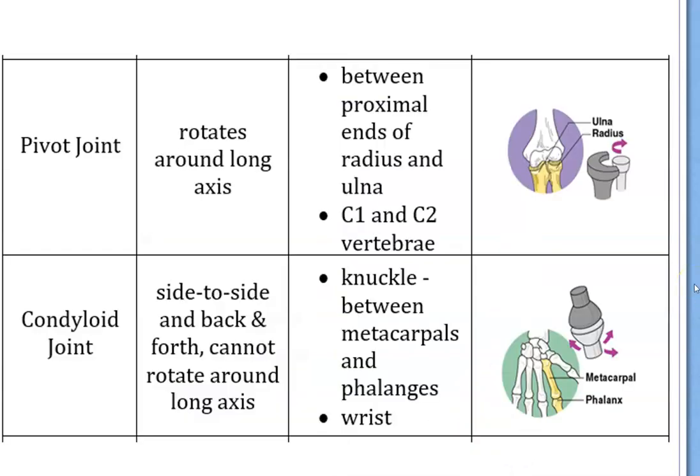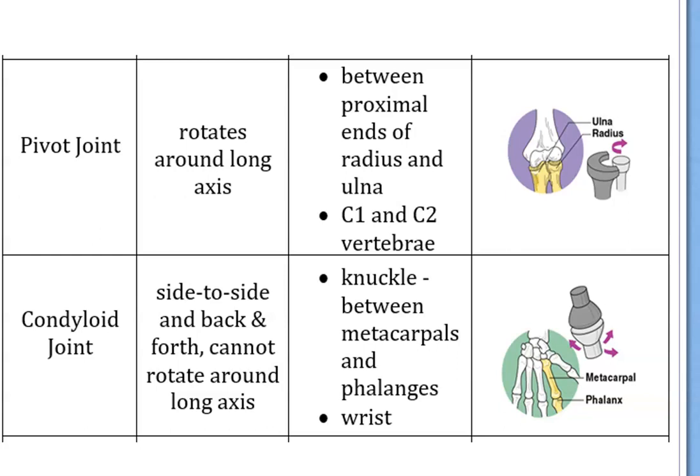Our next one is the pivot joint, and this is where we're going to get some rotation. It's how we rotate our wrists, etc. We see a pivot joint pivoting between the ulna and the radius, which is what we're seeing here. And then your C1 and your C2 vertebra, we see a pivot there. That's how you can shake your head no, we're going to see that rotation off of that odontoid process or dens, whichever way you learned it in lab. So that's the pivot joint.